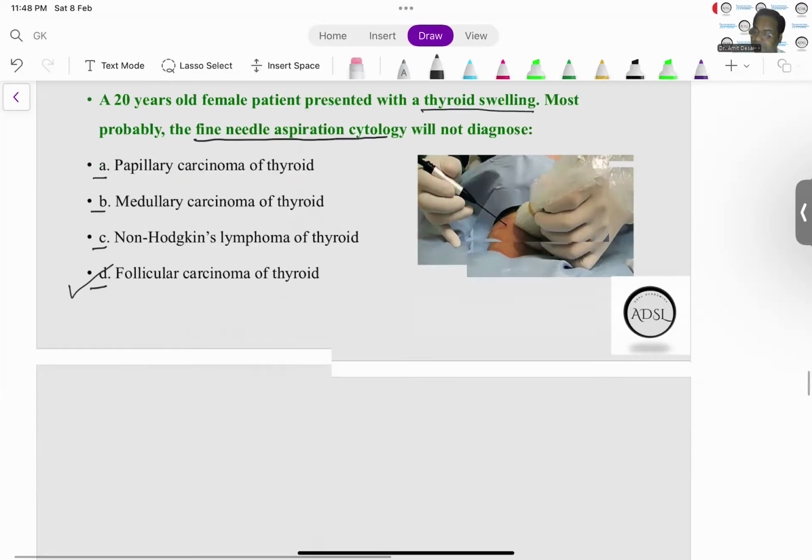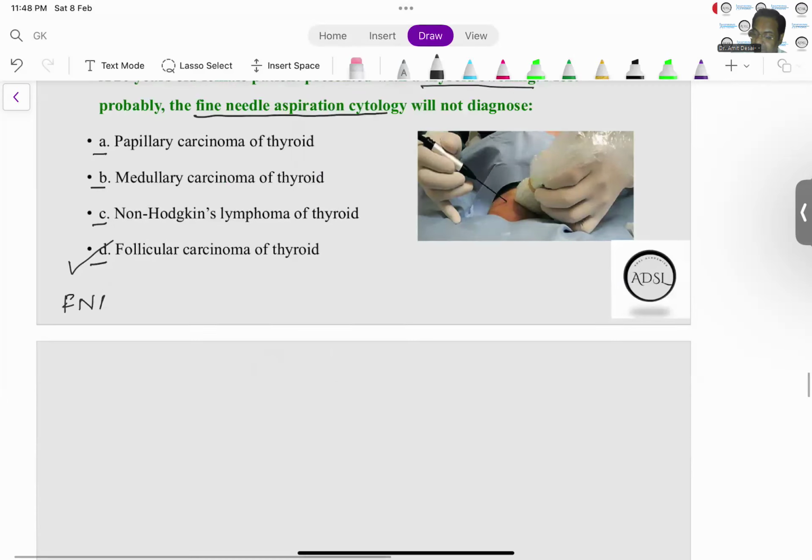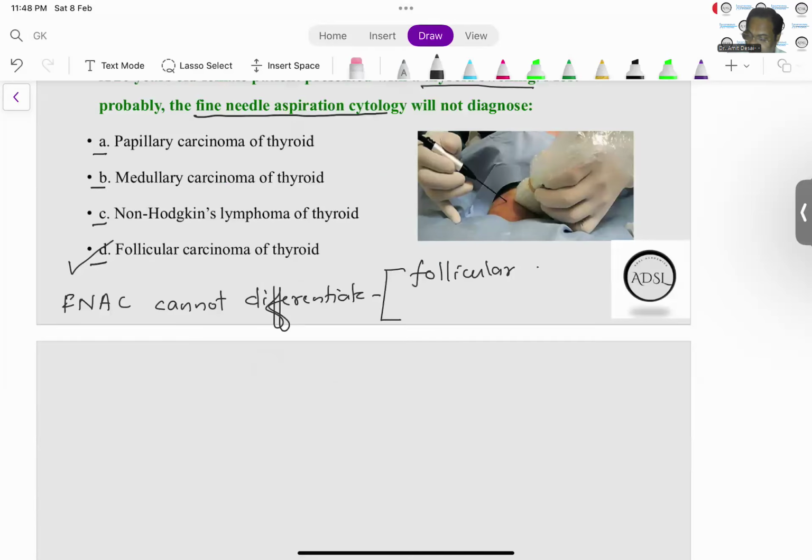Okay, because FNAC cannot differentiate between follicular adenoma and follicular carcinoma. You need a biopsy for that to know the vascular invasion and other characteristics. And hence, follicular carcinoma is the answer.